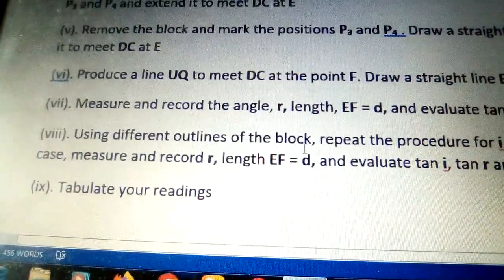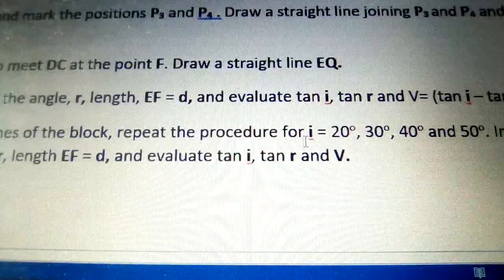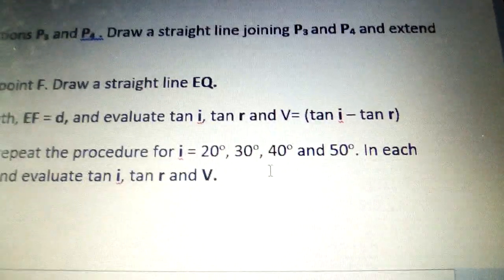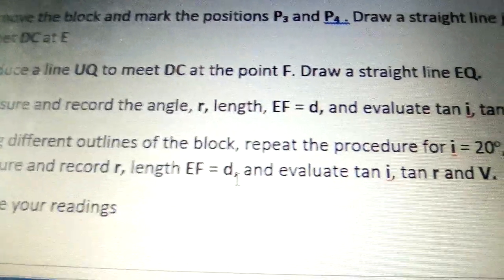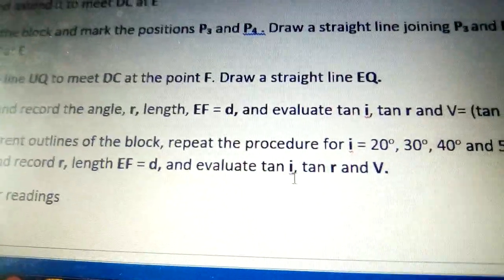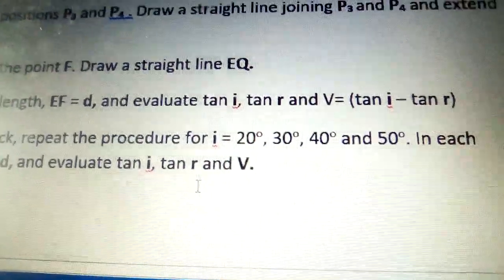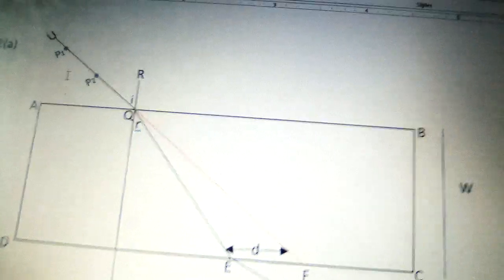Then number 8 says using different outlines of the block, repeat the experiment using incidence angles of 20 degrees, 30 degrees, 40, and 50. And in each case, measure and record our angle r, our EF, and evaluate tan i, tan r, and V. So we're about to start the experiment. We'll go through the diagram again.